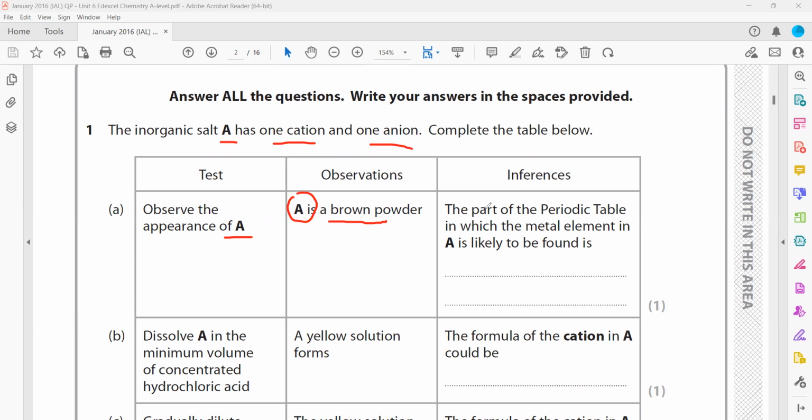Which part of the periodic table is the metal element in A likely to be found in? We have s block elements, p block elements, d and f. Because it's a transition element, we can find it in the d block. Whenever a compound is colored, it means it's a d block element.